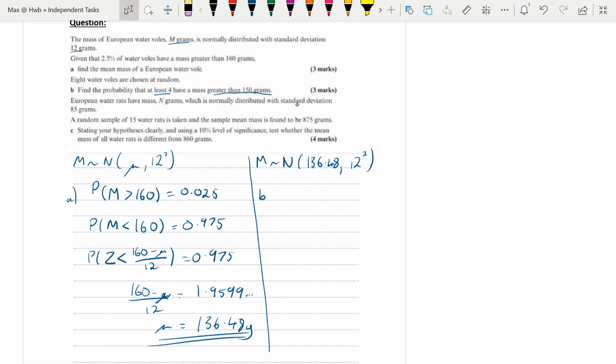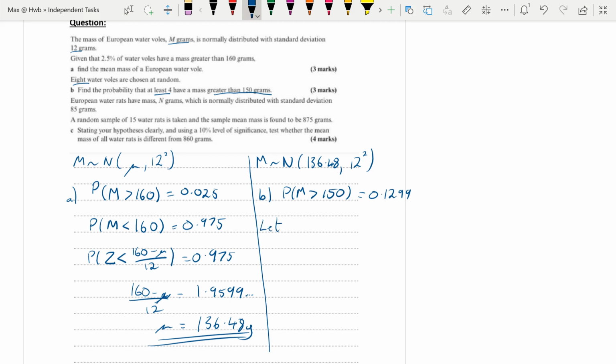So there's two things. First of all, again, look, I'm testing out of the 8, at least 4 of them, so that's a binomial. But it talks about it being greater than 150, which I don't have at the moment. So let's do that bit first. I can do it being greater than 150 now. I'm just going to use my calculator. That comes out as 0.1299. So that's the probability that one of them is greater than 150.